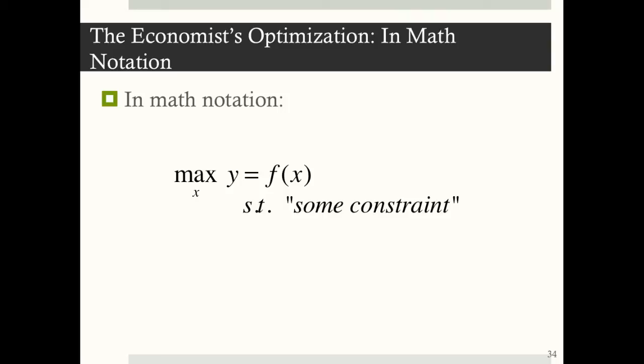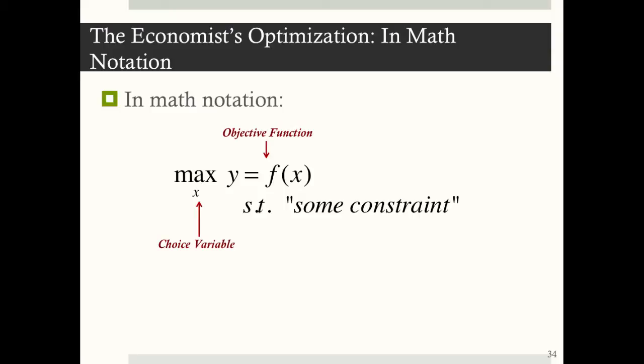So in math notation, you'll see this: max over x, y equals f of x, s.t., some constraints. So what does all of this mean? You need to be able to look at something like this and interpret it. Y equals f of x is the objective function. It's the thing that we're optimizing. We're either maximizing it or minimizing it. In this case, we're maximizing it.